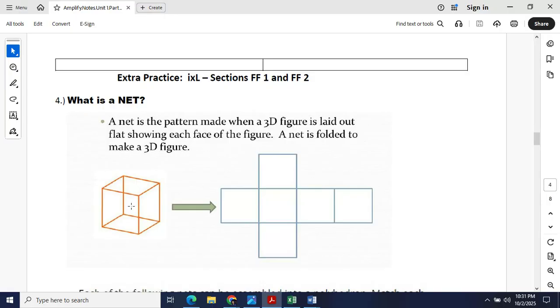And if I lay this out flat, you notice there's 1 base on top, 1 base on the bottom, that's our 1 top, 1 bottom. And then there's 4 squares in the middle. So that's the net for the cube.